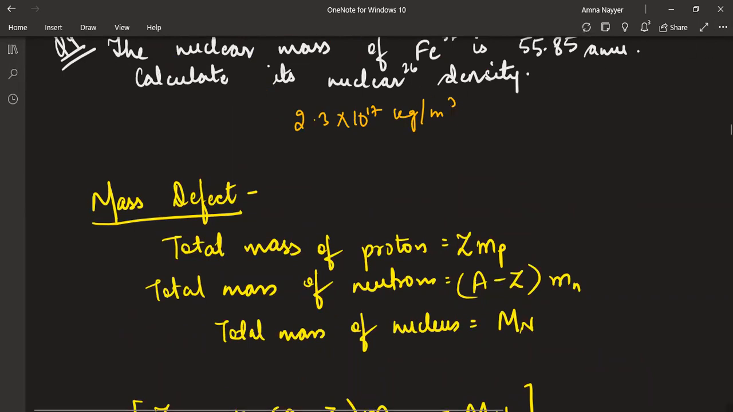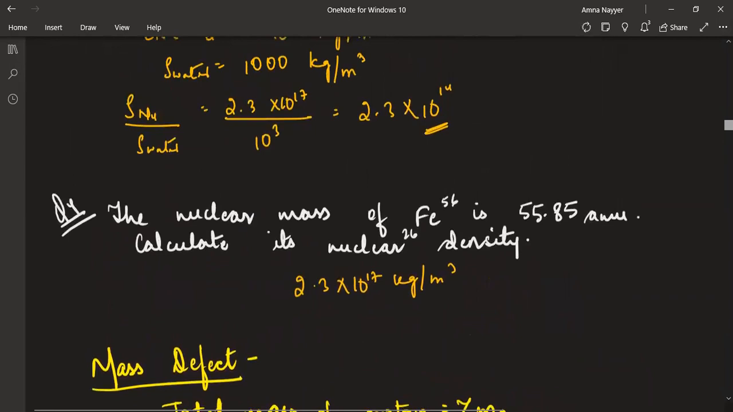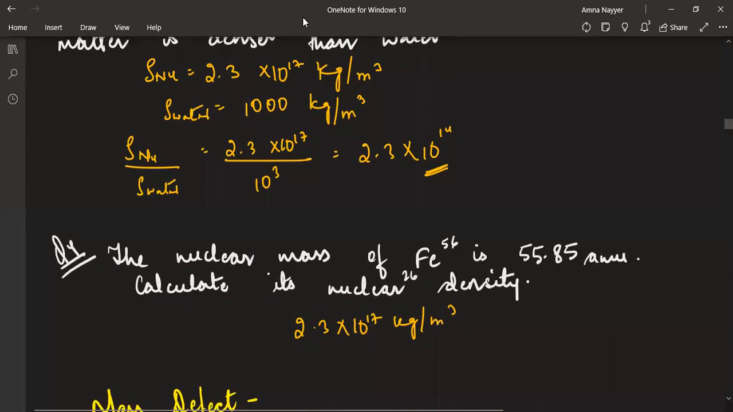Quickly note it down, then we'll start with this topic, mass defect. Just note down this value, all those who didn't.